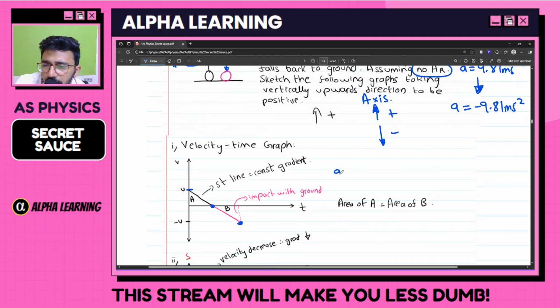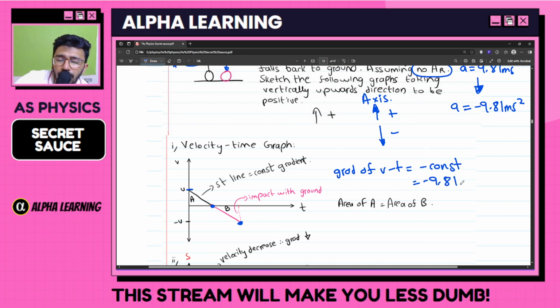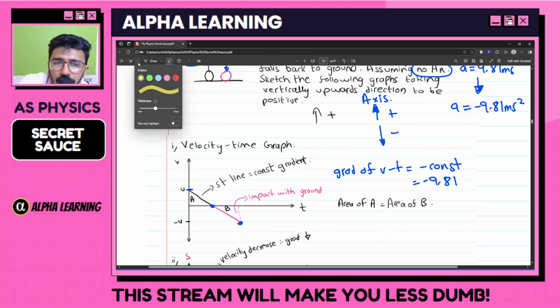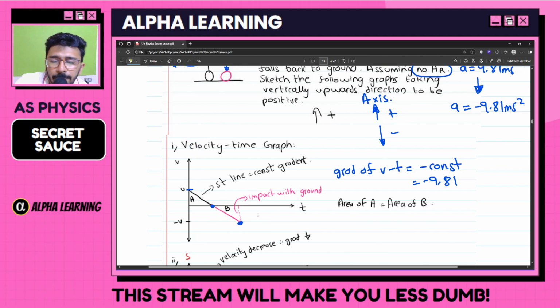So that means the gradient of the velocity time graph should be constant and negative. Why? Because your acceleration is negative 9.81 throughout, it is constant and negative. And you can see that a downward sloping line represents a negative gradient and also a constant gradient. So yeah, that is being proved. You need to remember that the velocity time graph gradient is equal to acceleration.